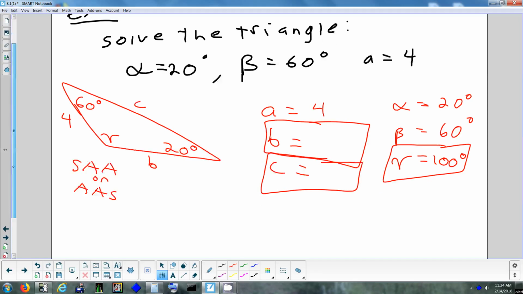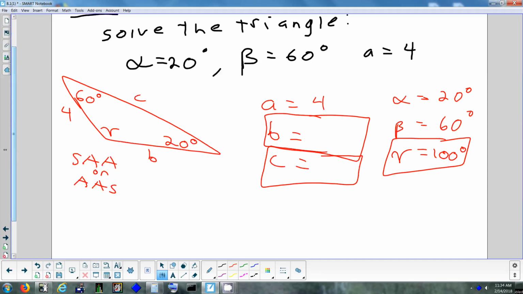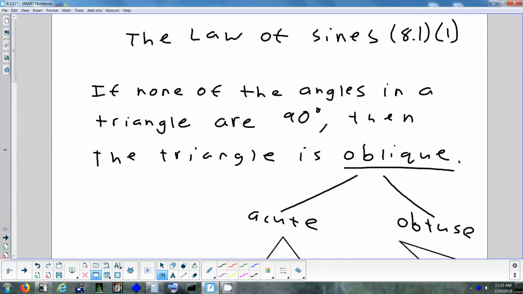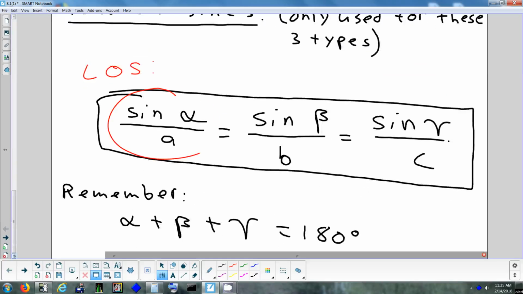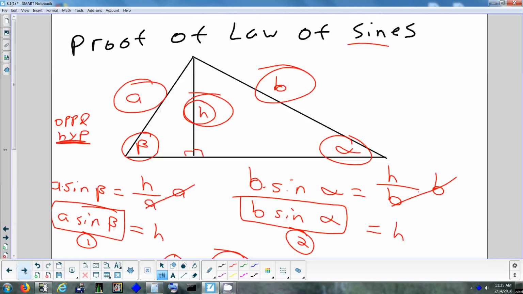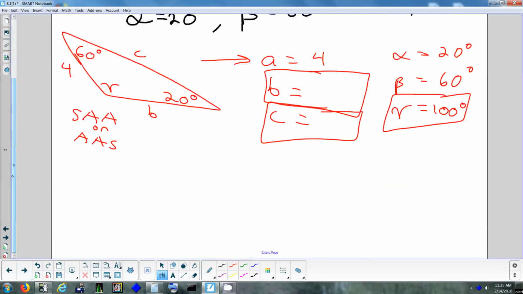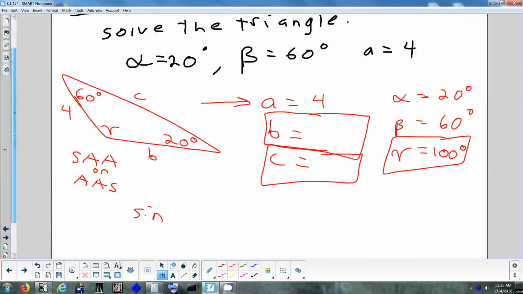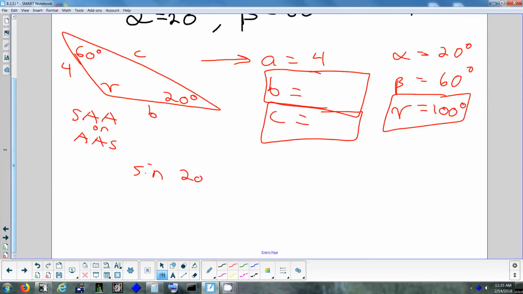All right. So now we're going to use 2 parts of the law of sines. Always use the part that has the row with everything in it. The row with everything in it, in this problem, is the A and the alpha. So if you look at the 3 parts, we're going to start with that: sine of alpha divided by A. So fill that in. Sine of alpha, what's alpha? 20. Divided by A, which is 4.